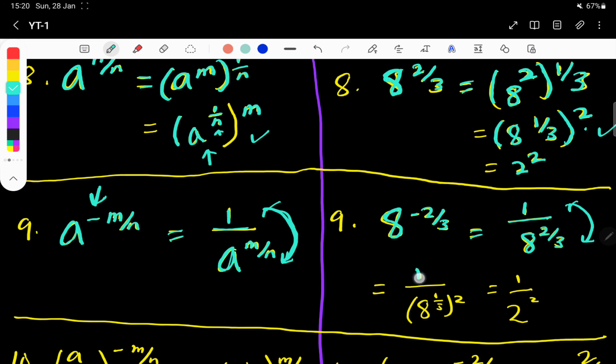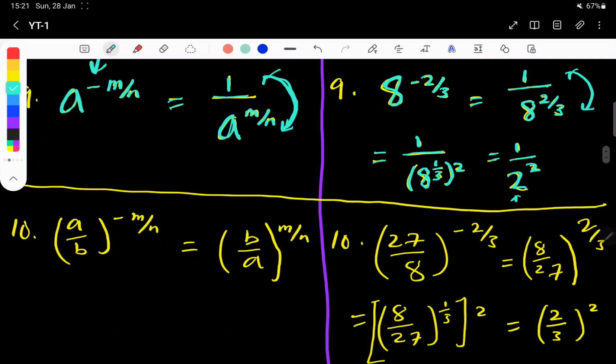Which is equivalent to the cube root of 8 first, then close the bracket, only then power 2. So you have the cube root of 8, you will get 2, power of 2. So this is the final answer for this question. So this is the hardest formula for today's lesson.